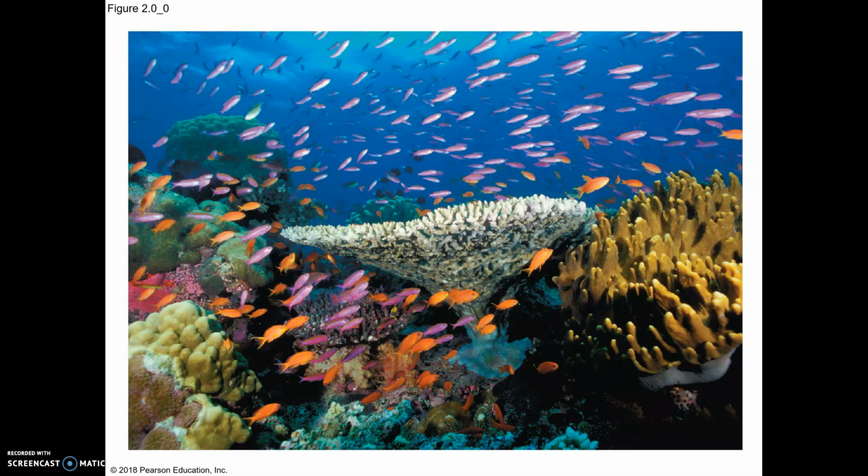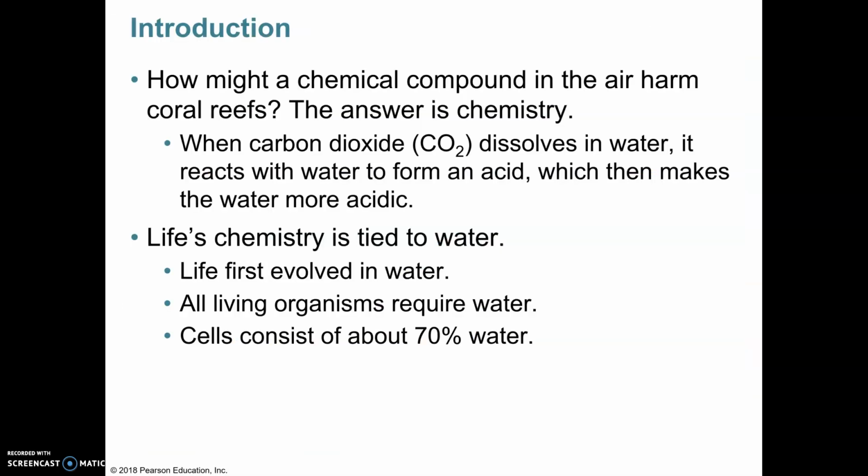So this picture is sort of an overview. We're going to come back to this later, but the question, if you look at this picture, it's a beautiful coral reef. The question is, how might a chemical compound in the air harm coral reefs? And we're going to come back to this at the very end of the chapter, but a little preview. So if we increase our carbon emissions, the amount of carbon dioxide in the atmosphere, things like auto emissions and factory waste and things like that, that carbon dioxide can dissolve in the water, and it can make that water acidic. It can become an acid, and then we're going to talk later about how that might damage coral reefs.